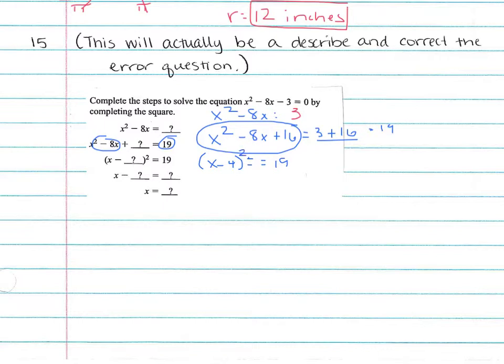Then I take the square root of both sides, which leaves me with x minus 4 equals the square root of 19. And then finally, to complete solving it, I'm going to add 4 to the other side, so it's going to be x equals a positive 4 plus or minus the square root of 19. So the question that you will receive on your test will be a describe and correct the error question.